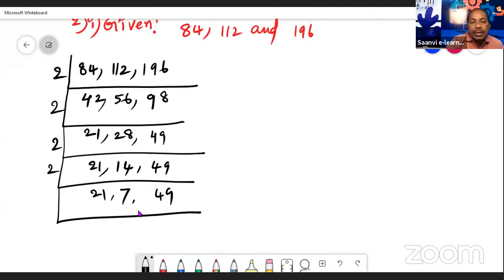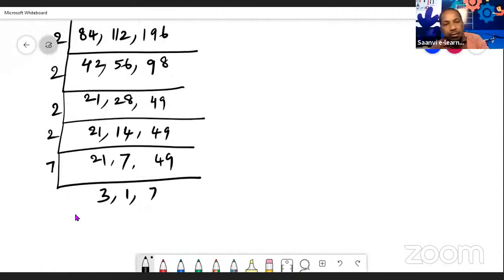Now which table is possible here? 7 table is possible directly. 3 table not possible. 7 table is possible here. 7 3s are 21. 7 1s are 7. 7 7s are 49. See, at last we have got prime numbers now. So we have to stop the process. Okay. We have to stop the process.